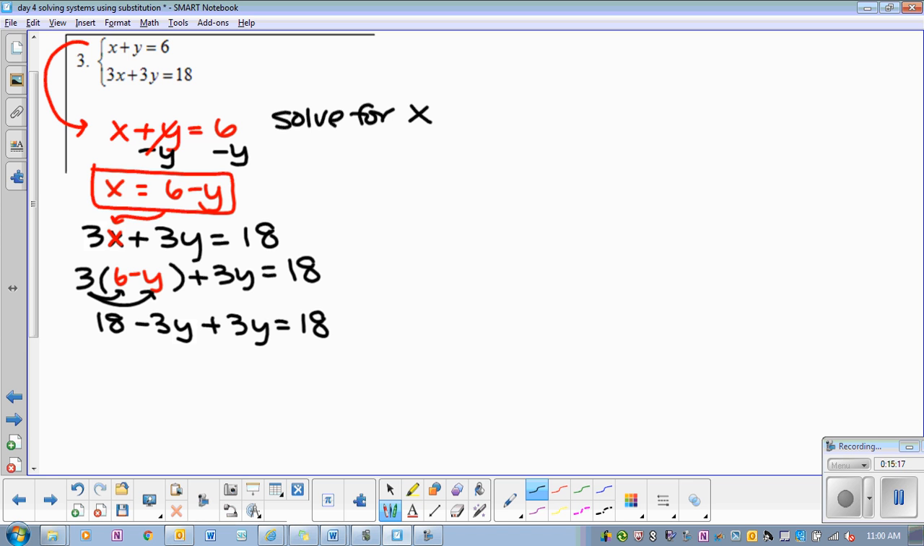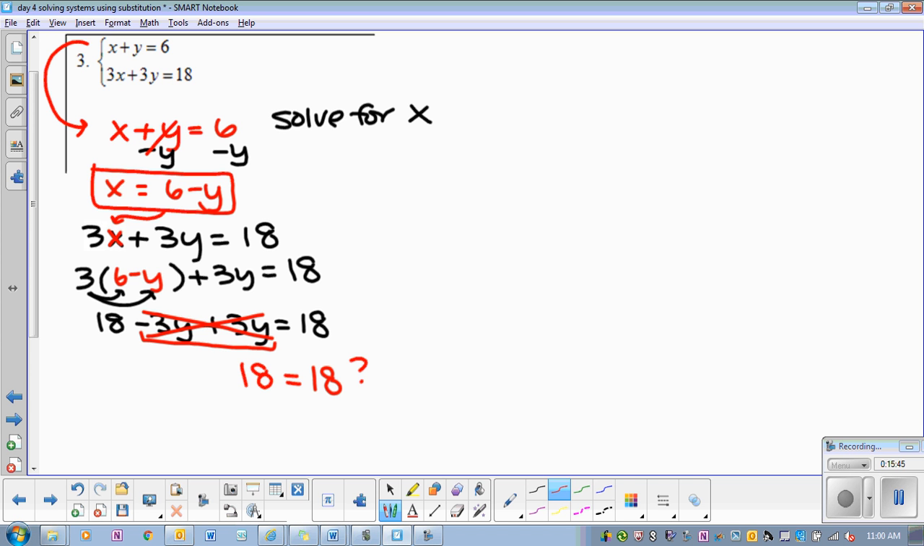Combine like terms, guys. What happens? What cancels? Yeah. Good. The negative 3y plus 3y, it cancels the y's out. Wait a minute, so then my variable disappears? But what am I left with? 18 equals 18, right? You didn't do anything wrong. We didn't do anything wrong.